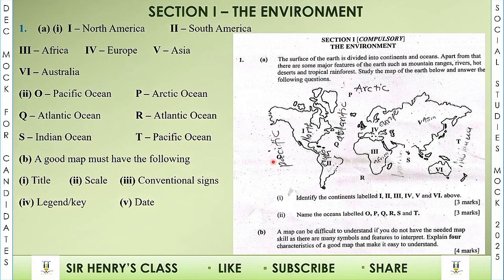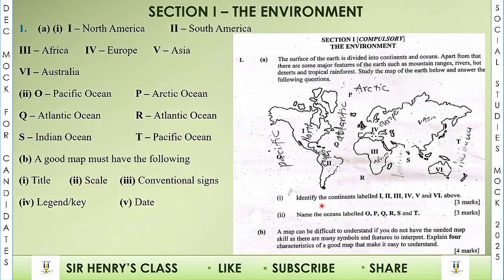So number 1A says the surface of the earth is divided into continents and oceans. Apart from that, there are some major features of the earth such as mountain ranges, rivers, hot deserts and tropical rainforest. Study the map of the earth below and answer the following questions. So this is the map of the world with some features of the earth like mountain ranges and rivers and oceans and all that.